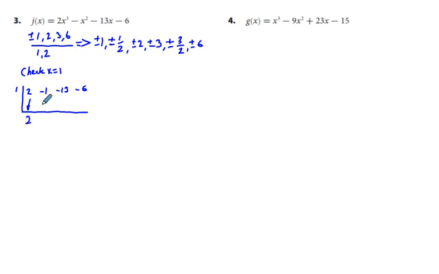1 times 2 is 2. Negative 1 plus 2 is 1. 1 times 1 is 1. Negative 13 plus 1 is negative 12. 1 times negative 12 is negative 12, and we have negative 18. So we'll say not a 0.